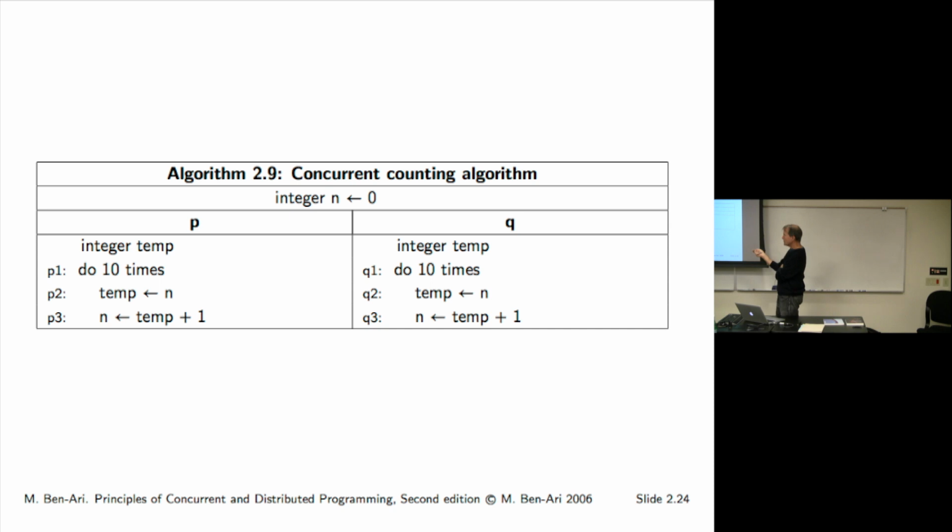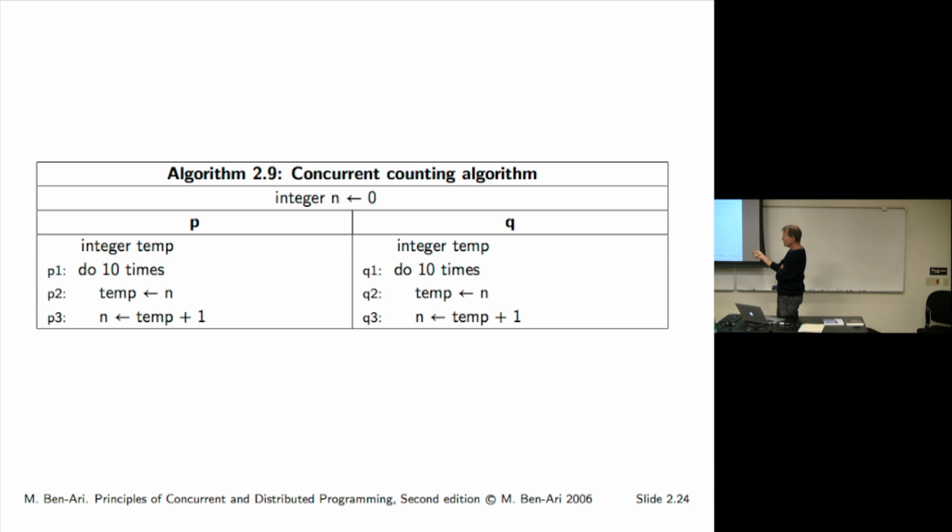And now, what is this P1? It says do 10 times. So you know this is like a for loop, for I gets 0, I less than 10, I plus plus. Yeah? But without the I. We do it 10 times. Are you with me?